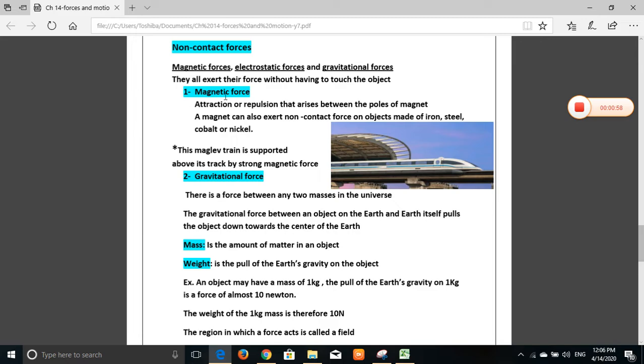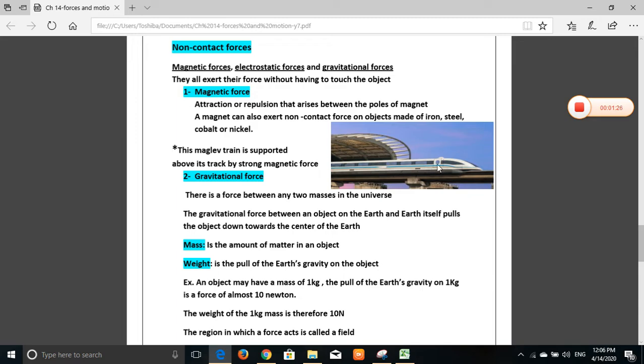All these allow a magnetic field to happen through them. What is the benefit behind magnetic force? The benefit is that we can design a train like this. This is called a maglev train. A maglev train is supported above its track by strong magnetic force.